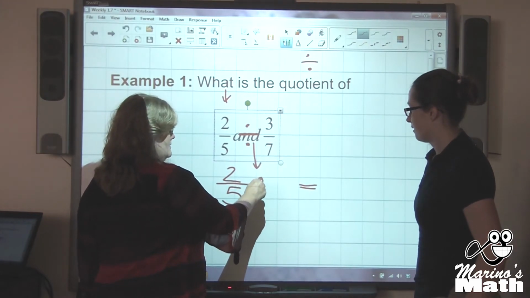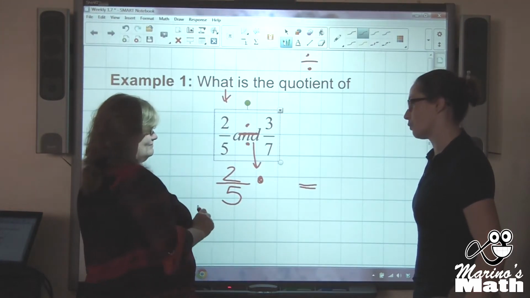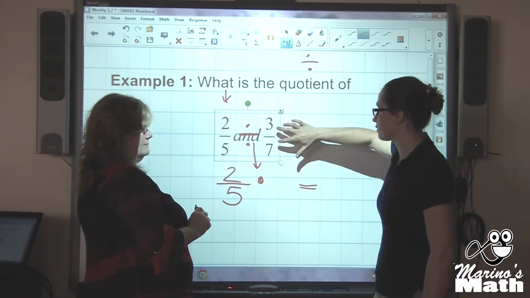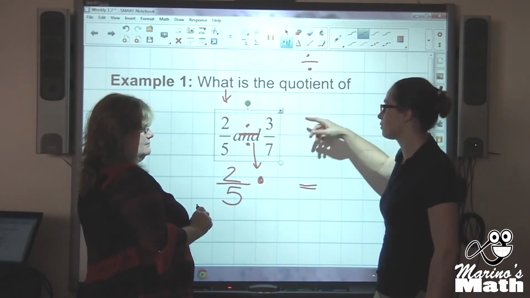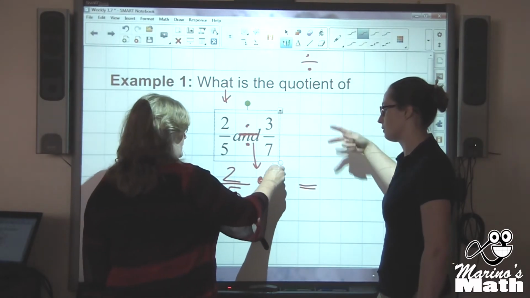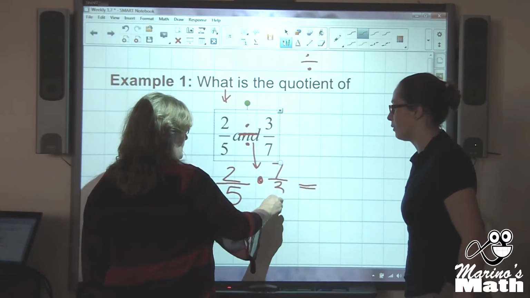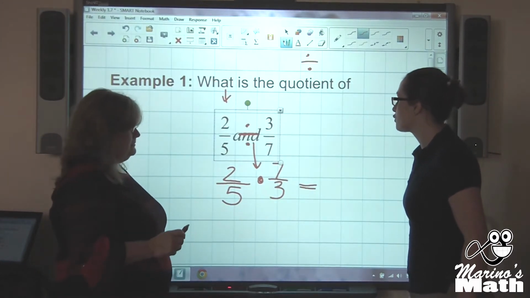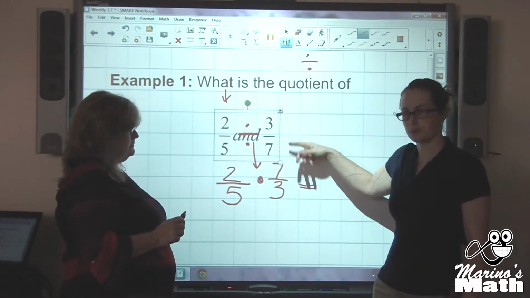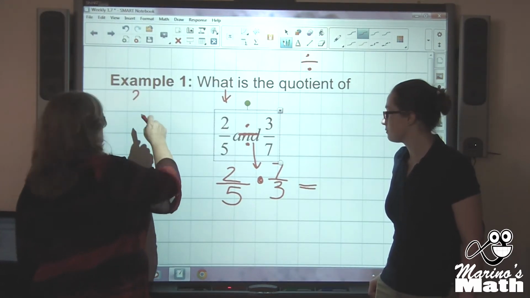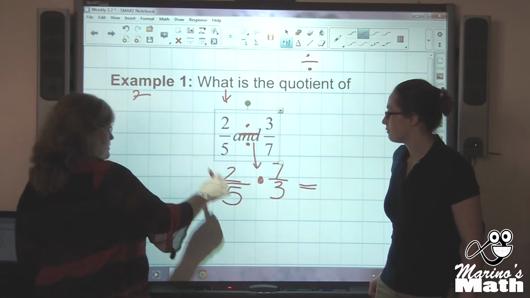And then the reciprocal is the fraction. So the reciprocal of 3/7 would be 7/3. You're basically flipping it upside down, although that's not a very mathematical way of saying it. So this is called the reciprocal. We keep with K.